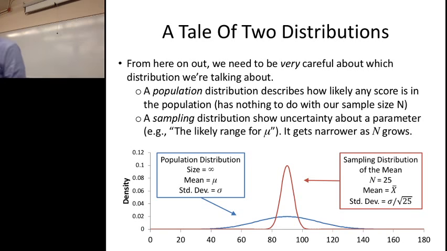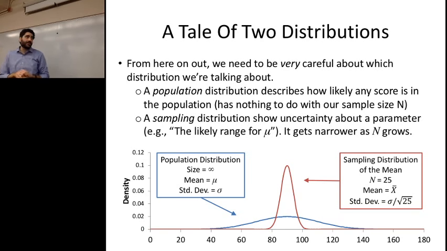Yes? Sorry, I'm still waking up. You said that as the sample gets larger, that distribution gets narrower? The sampling distribution of the mean gets narrower, yes. That's right. And the central limit theorem tells us specifically how fast it gets narrower, which is this 1 over square root of n term.